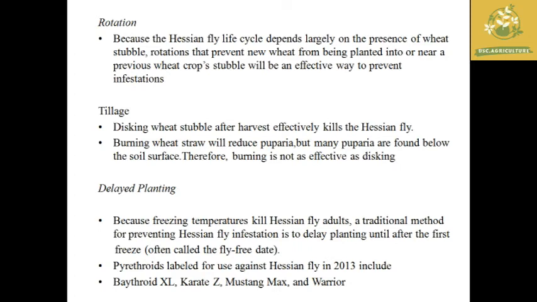And delayed planting: the freezing temperature kills the adult Hessian flies, which is said to be a traditional method, so we must delay planting until the first freeze. Or else we can go for pyrethroids as insecticide sprays, such as Baythroid, Karate, and Mustang Max, or some other pyrethroids which can be used against Hessian fly.